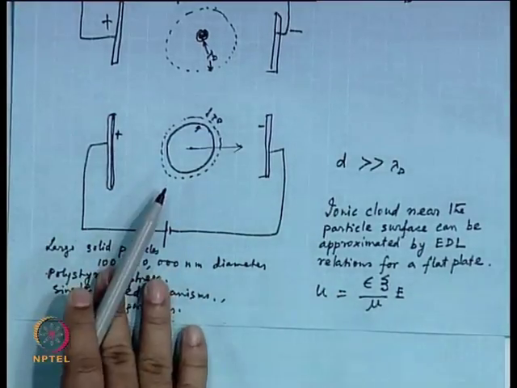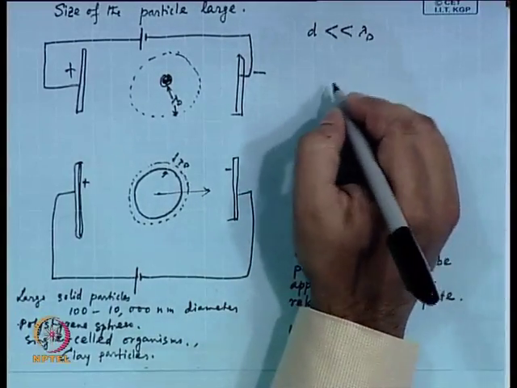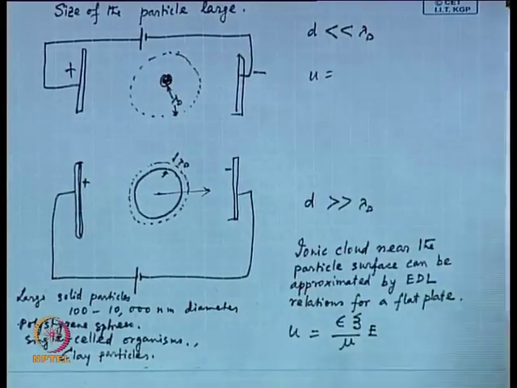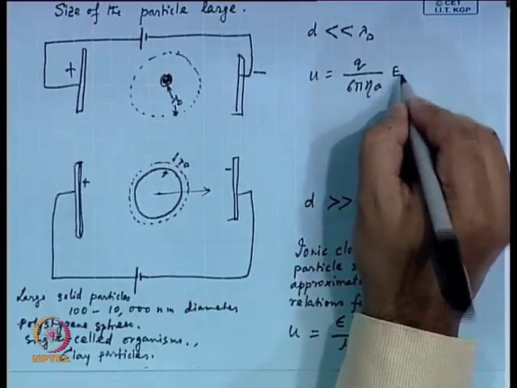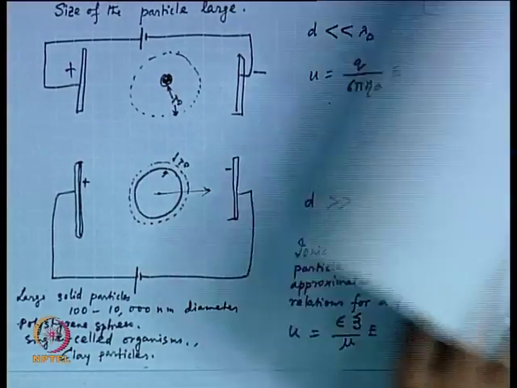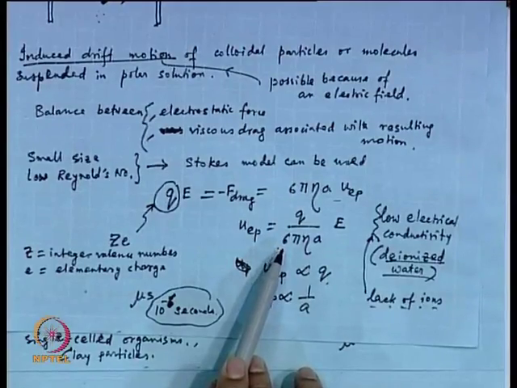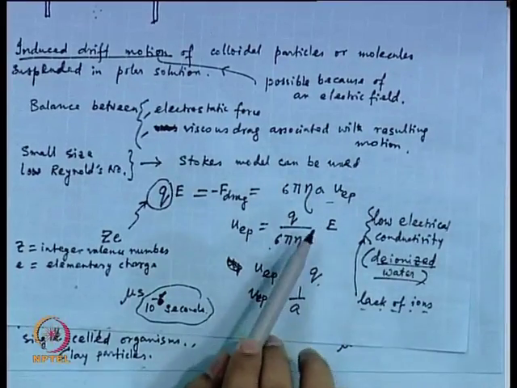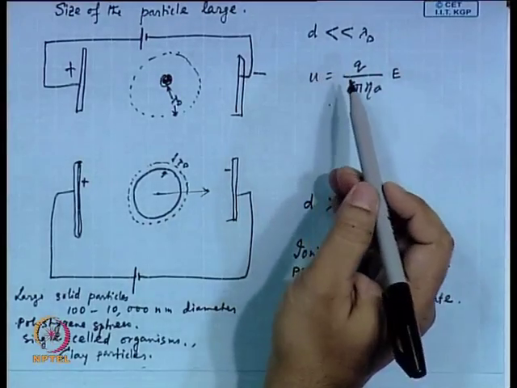And when d is much less than lambda d, this is the classical case of electrophoresis. We have already defined this. What was our formula then? U is equal to q divided by 6 pi eta a into E, right. This is the formula that we already found by balancing the two forces, the electrostatic force and the viscous drag. So, this formula would be valid when you have d much less than lambda d.